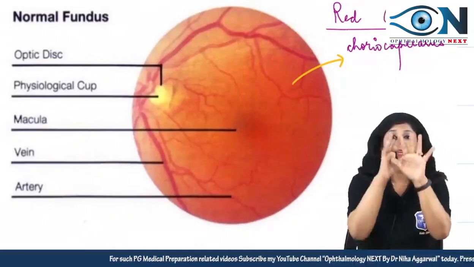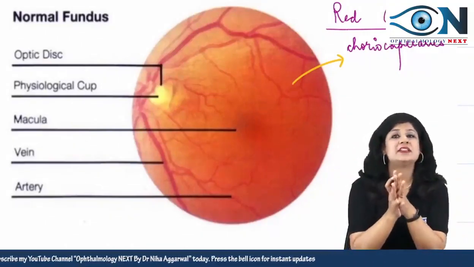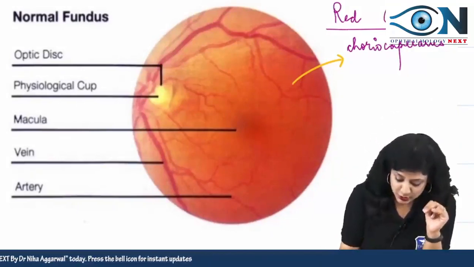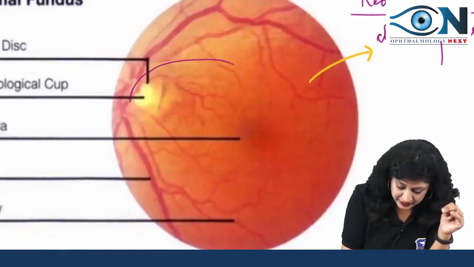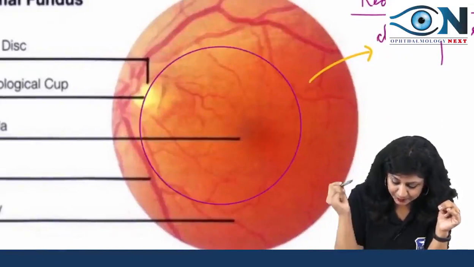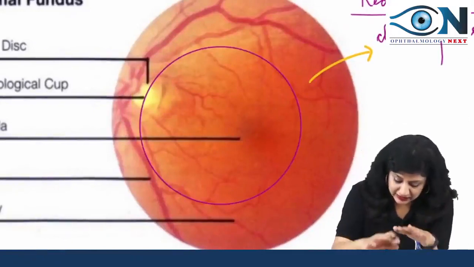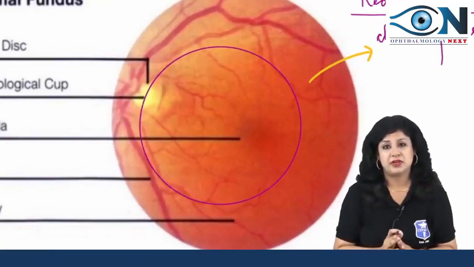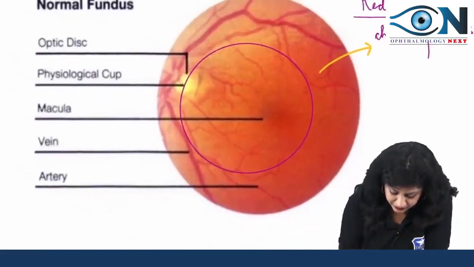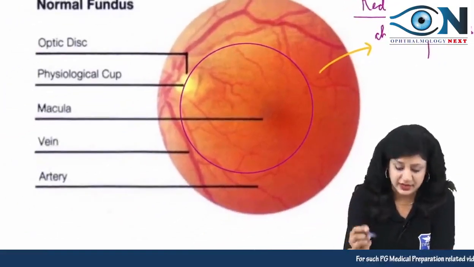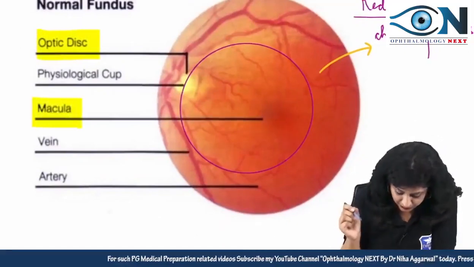Okay. Now when I see the whole of the retina, broadly I can divide it into two parts. If you look at this part, one is the central part. This one will be your central part of the retina, and the other will be your peripheral part of the retina. Now, if you look at this central part of the retina, we have two major things: one is your optic disc and another is your macula.